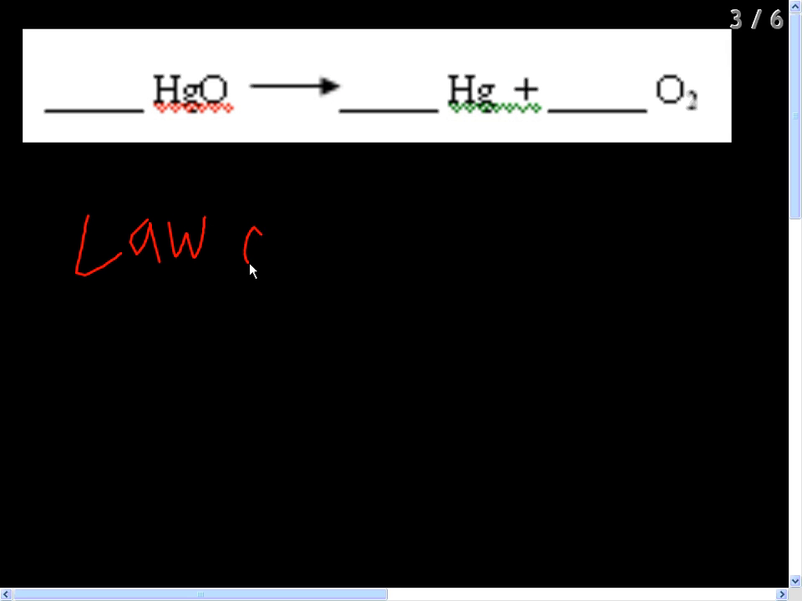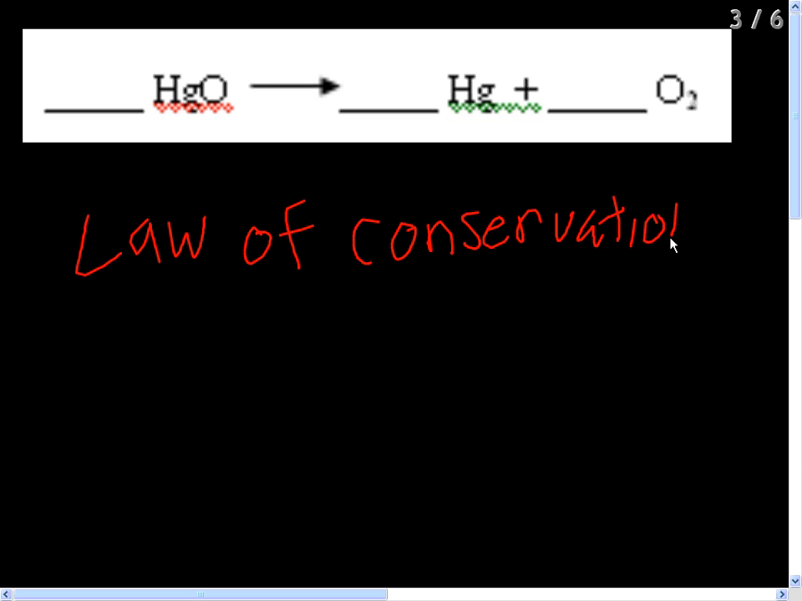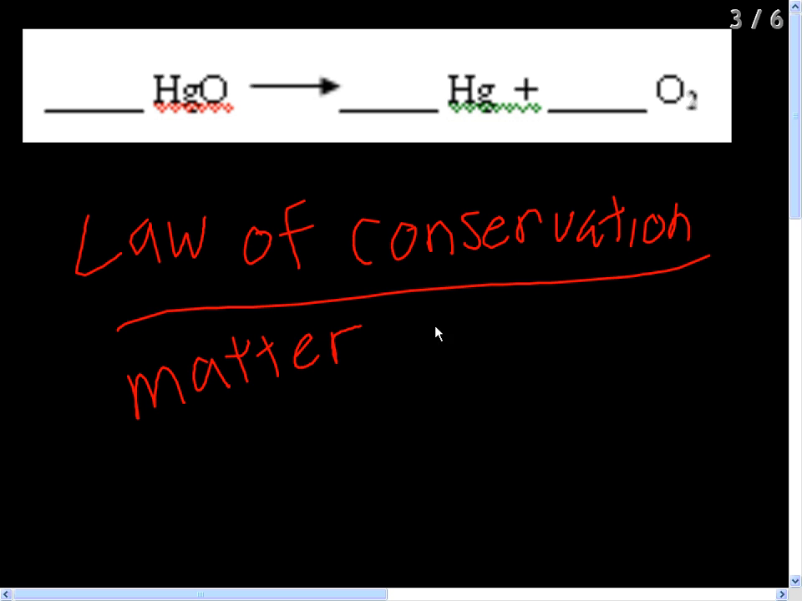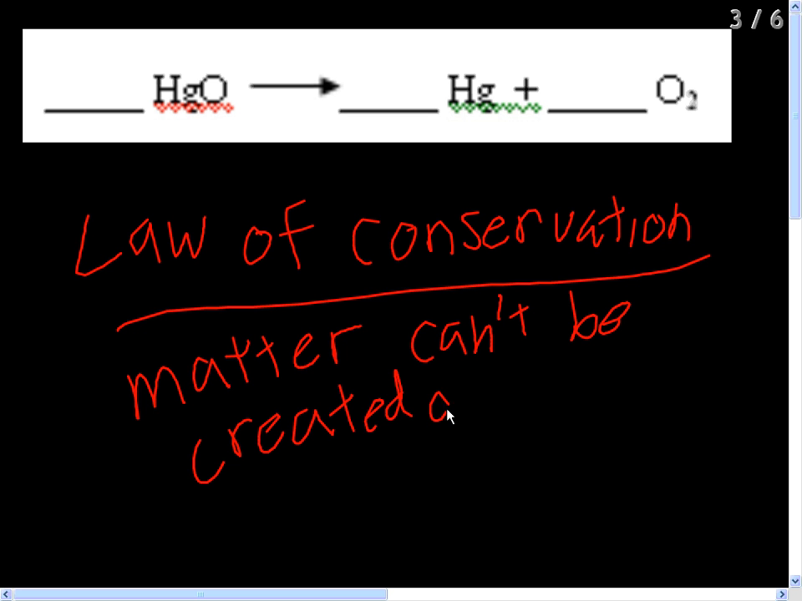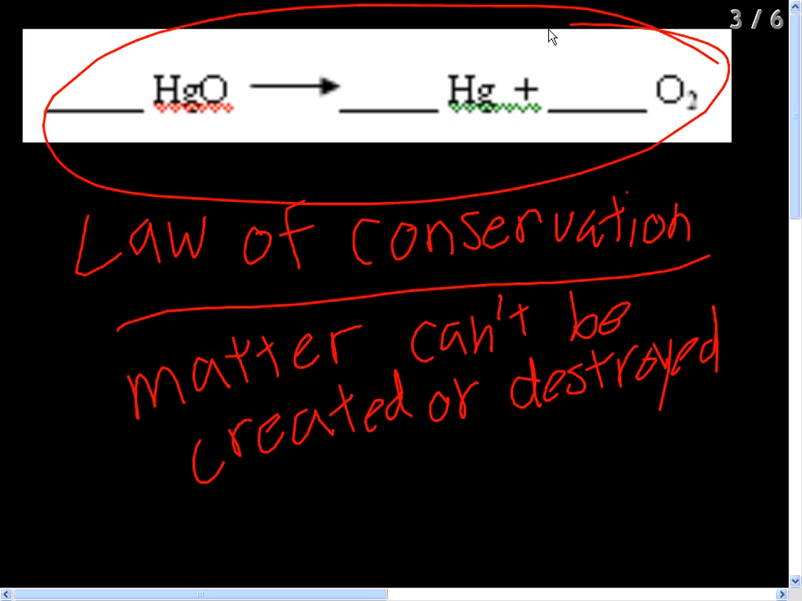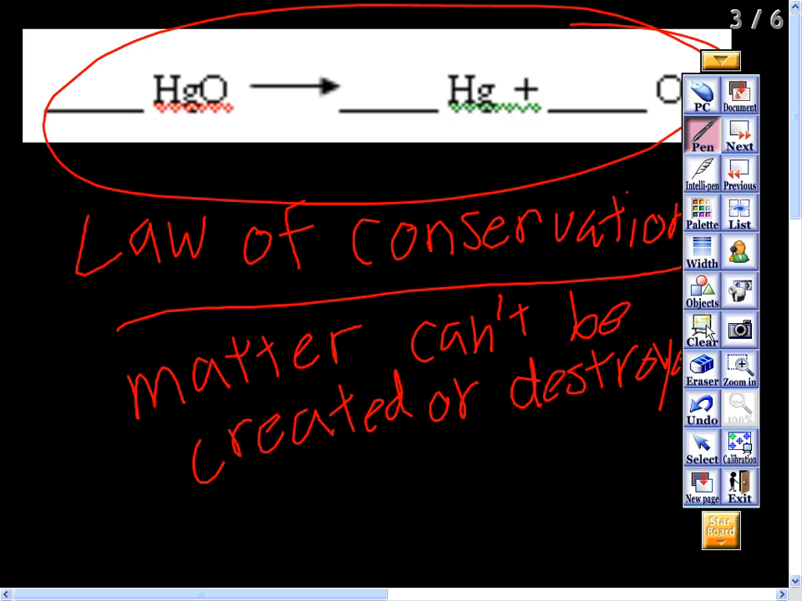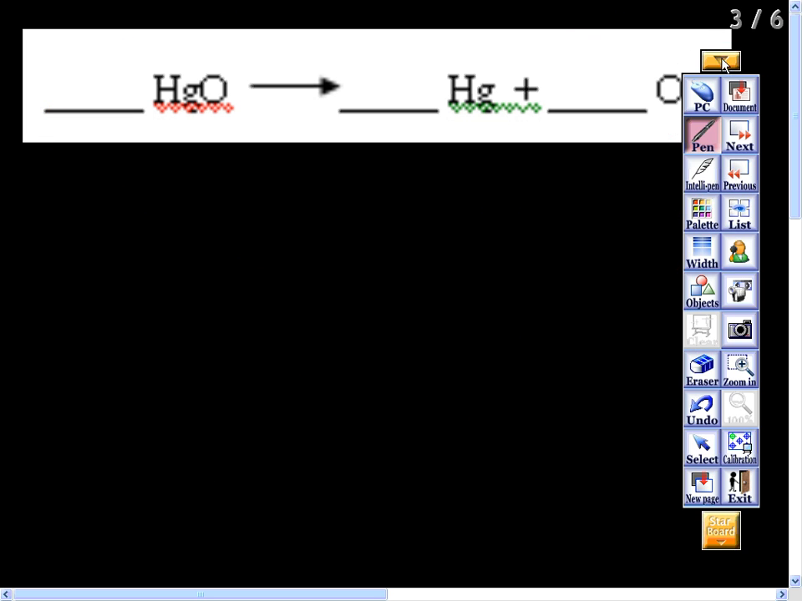because it's not following this. Matter and energy in the universe are constant. Matter, you can't create it and you can't destroy it. You can only change it. Now, how does this relate to this chemical equation up here? Well, take a look. Let's count how many atoms we have on both sides.